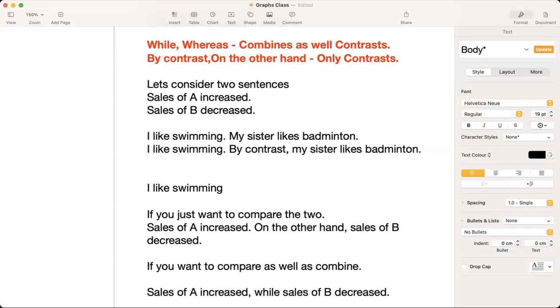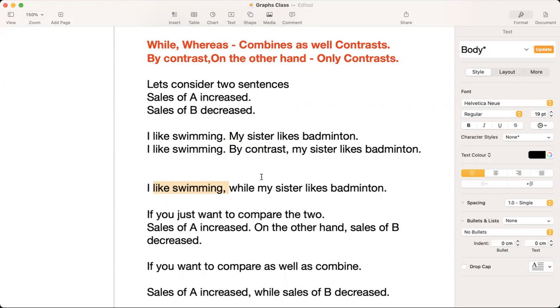Now let's take up the second case. How does while work? In while, sentences join. So they join the sentences. For example, I like swimming. That would be by contrast. Its meaning is by contrast. But because the sentences are joining, I'm going to use the word while. My sister likes badminton. Is it clear the difference? See the difference. By contrast, new sentence. While, same sentence. It's one sentence. Is this part clear? While and by contrast difference. Yes, sir. Is it clear for everyone?